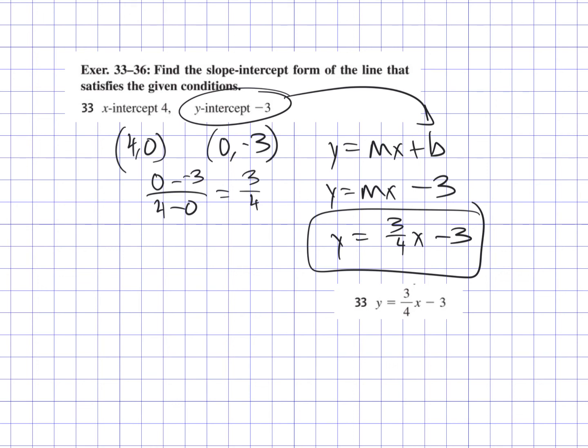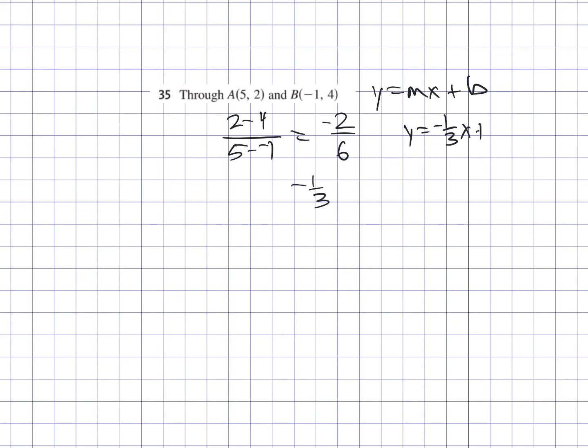Okay, 35. All right, same type of thing. They gave us 2 points, so we got to find the slope. And we have to find the intercept, which they didn't give us. So y minus y and x minus x. And we get negative 2 over 6, or negative 1/3. So y equals negative 1/3 x plus b.